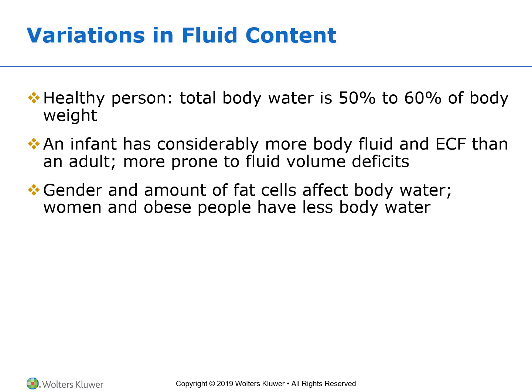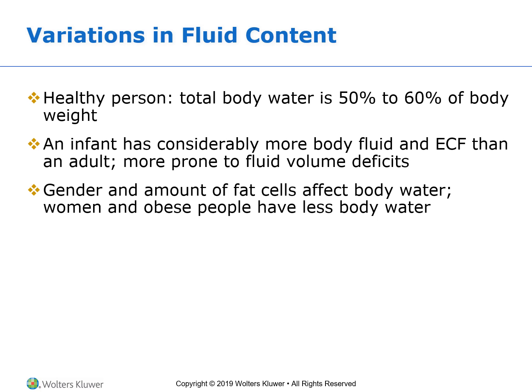Now, in a healthy adult, the total body water is about 50 to 60% of the body weight. With infants, their body weight in fluid is going to be more like 90%, and they're more prone to fluid volume deficits. Also, variations can occur based on someone's gender and the amount of fat cells they have. Obese people and women tend to have less body water. So that means they're at a greater risk for dehydration. Fat tissues don't like water at all, so it makes a lot more work for the body, and that's a problem for these people.